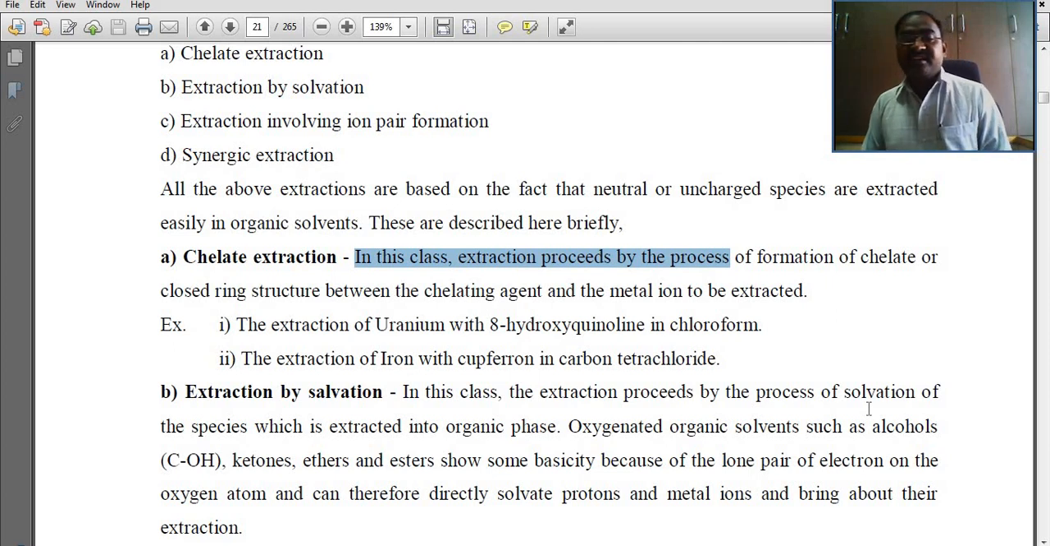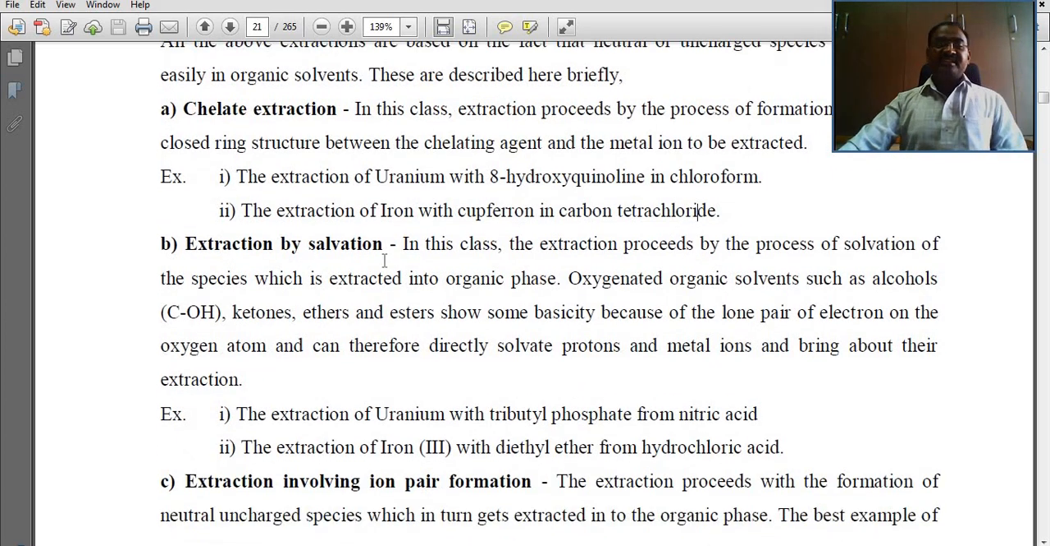Example of this: extraction of uranium with 8-hydroxyquinoline in chloroform, the extraction of iron with cupferron in carbon tetrachloride. In extraction by solvation, extraction proceeds by the process of solvation of the species which is extracted into the organic phase.